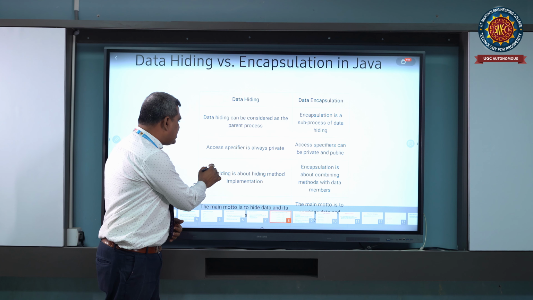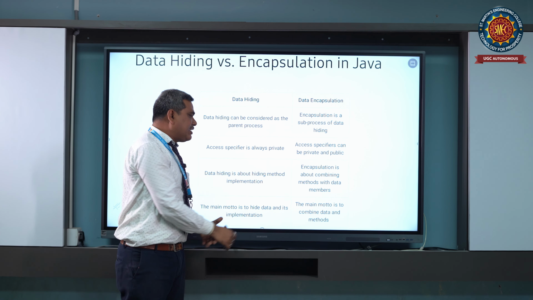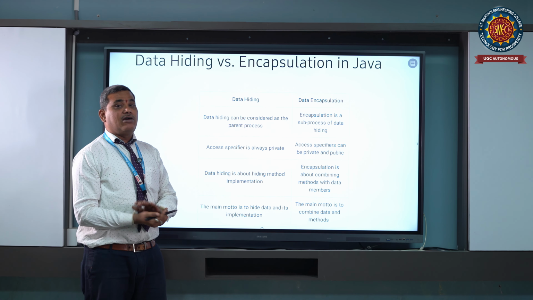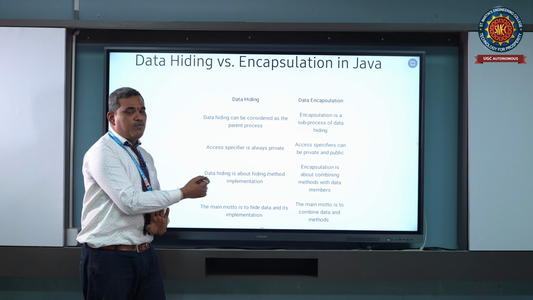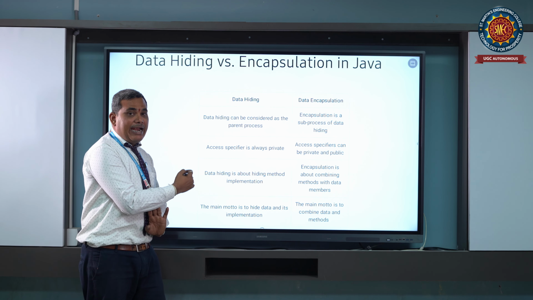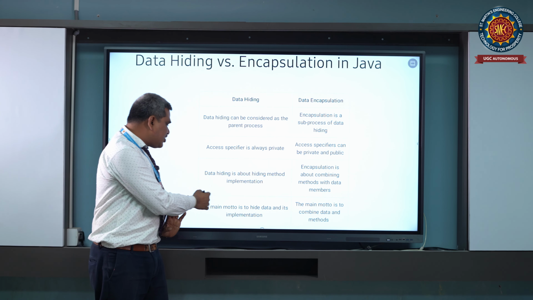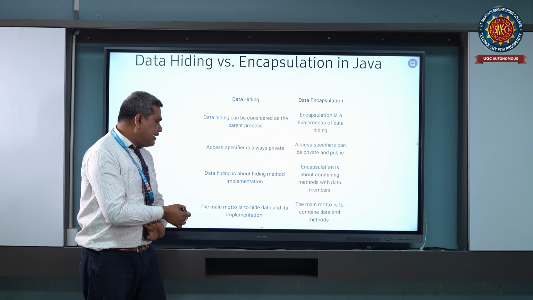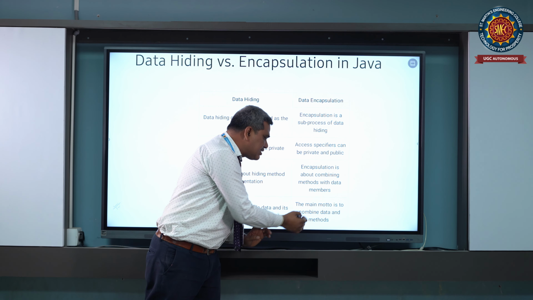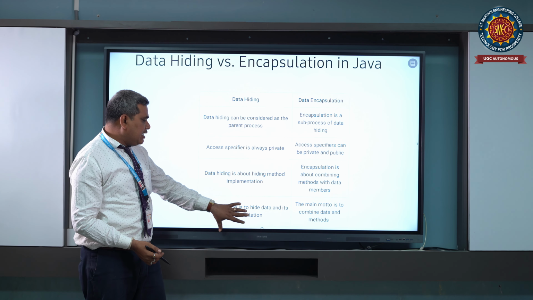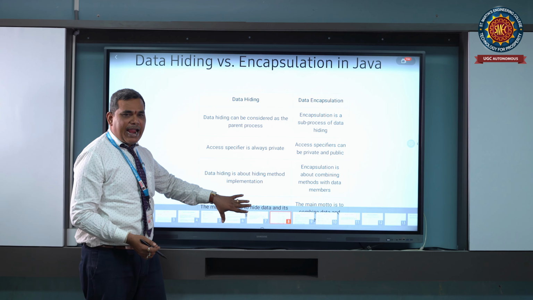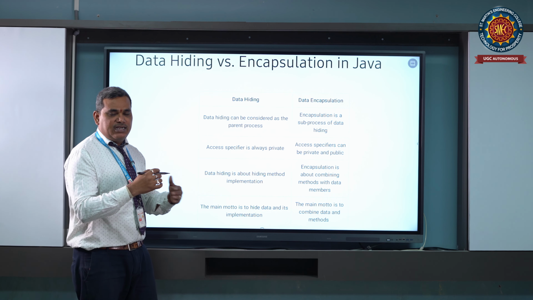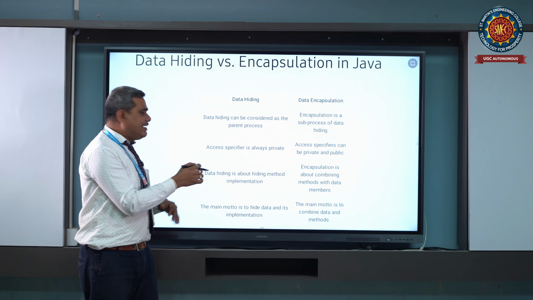Next, coming to this one, data hiding is about hiding the method implementation. Encapsulation is about combining the data and methods. So that is one more difference between data hiding and encapsulation. And the next point, the main motto of data hiding is to hide data and its implementation. The main motto of encapsulation is to combine the data and methods. Now see here, this data is hidden and this data provides security. So those are the main differences between data hiding and data encapsulation.